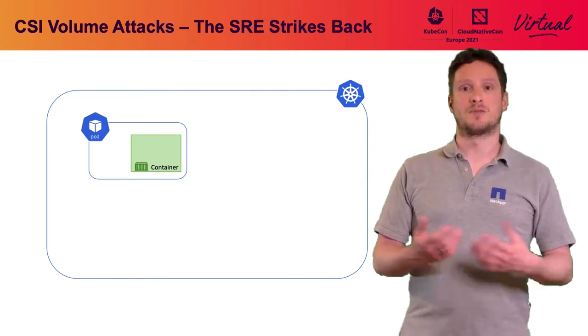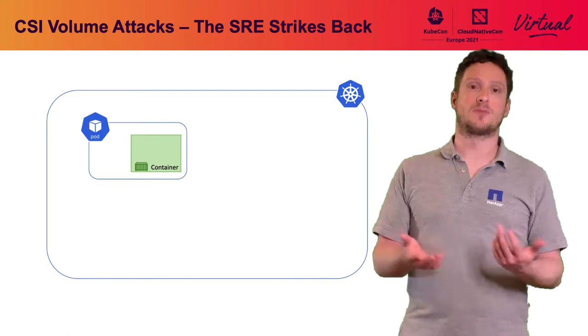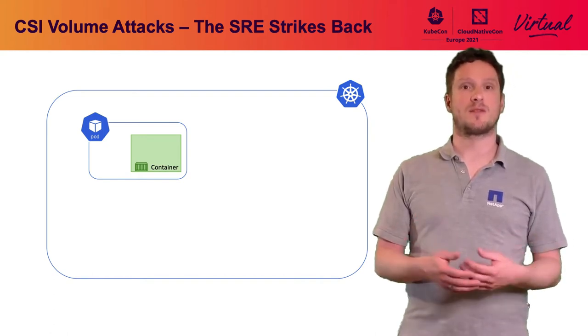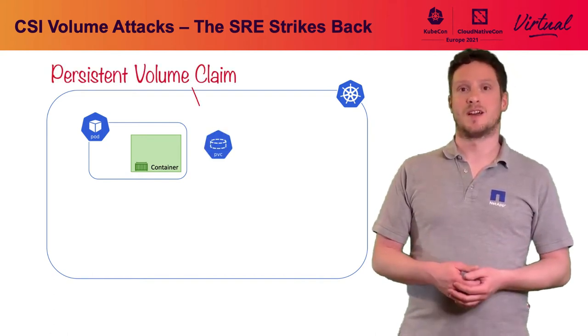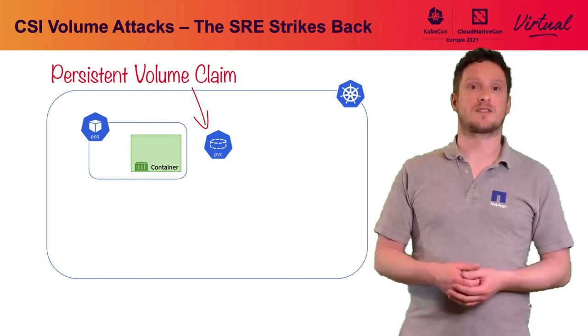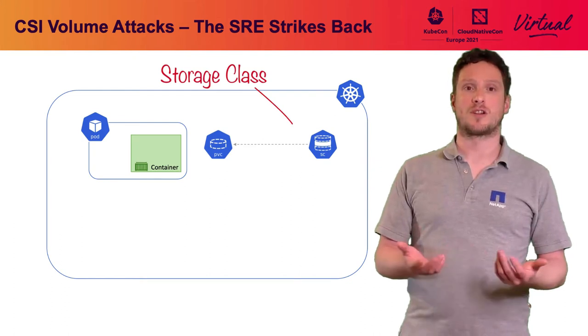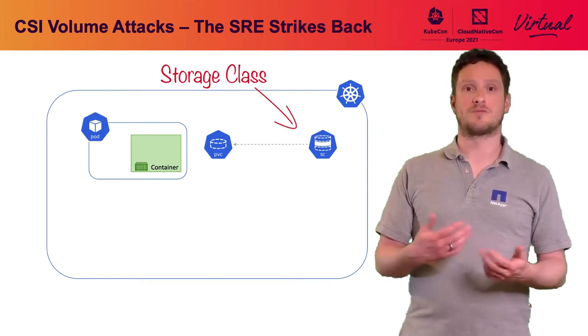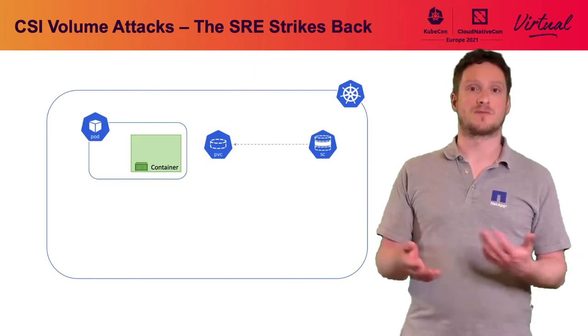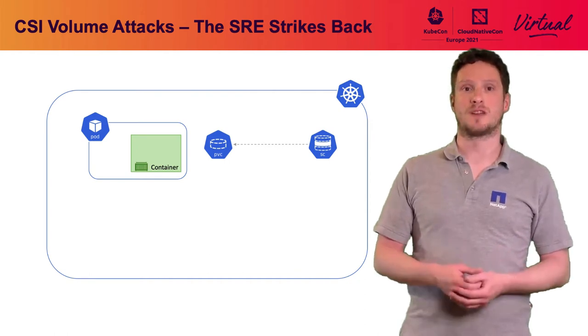So with CSI, along with the pod, the user requests another Kubernetes resource, the persistent volume claim, or short PVC. That volume claim references a storage class. The storage class allows to offer multiple service levels for storage in our cluster, so the user can decide what type of storage service he needs by using a specific storage class for the volume claim.